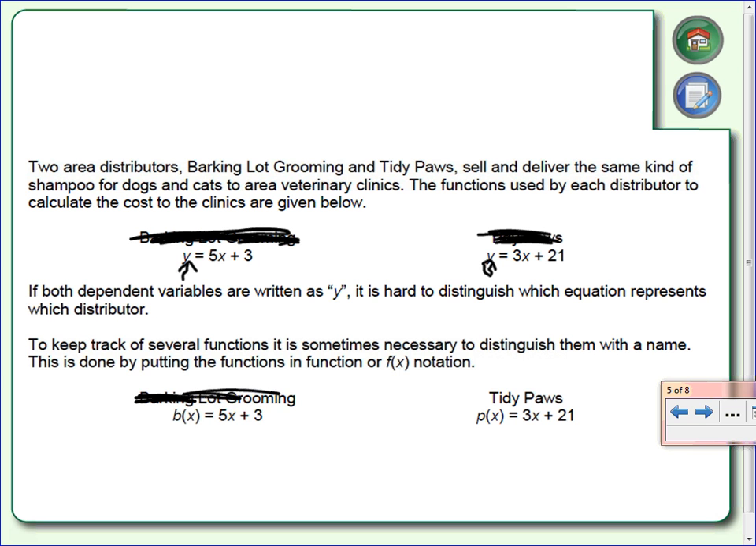If I leave this part out, you didn't have this to look at, and I gave you these two right here, and I said, which one goes with the tidy pause? Now you can tell them apart, right? You know that this one is because it has the P. So I ask you, which one is the barking lot grooming? Well, now it's easier to tell because you got a B here. So it helps us tell them apart. That's why we're using this notation instead of just using these Y's here. That's the only reason we're doing that right now.